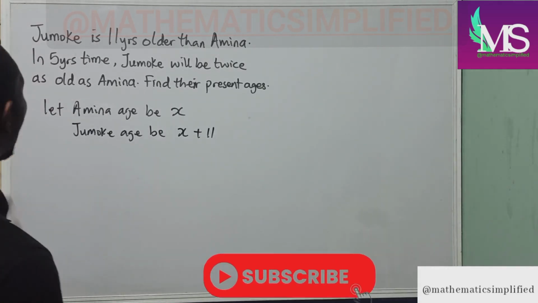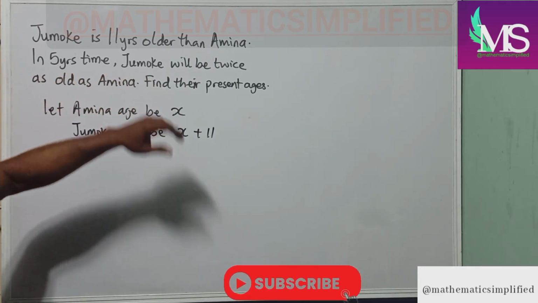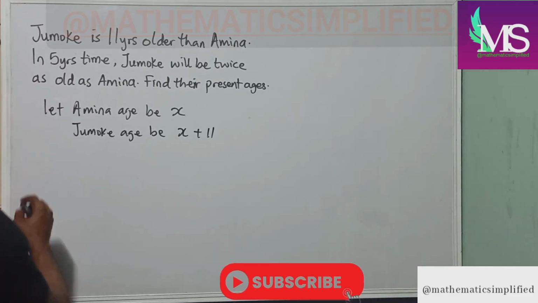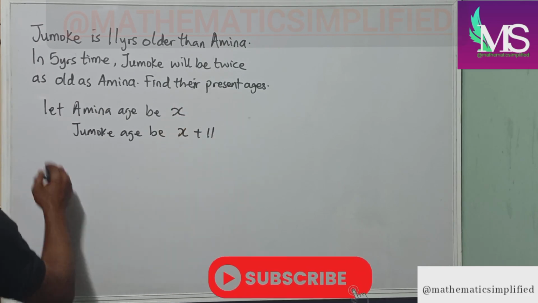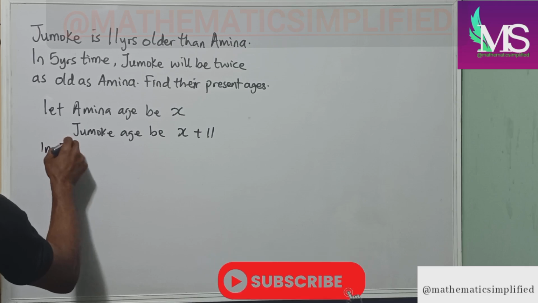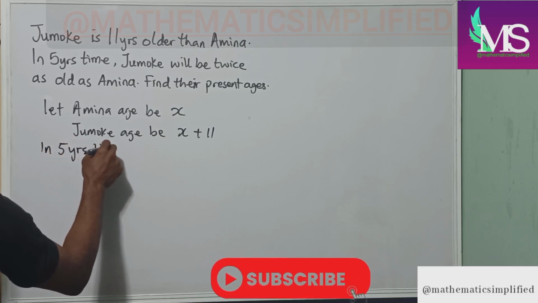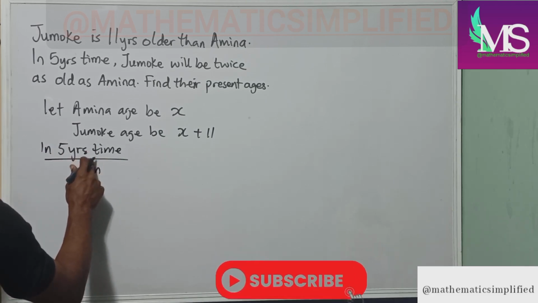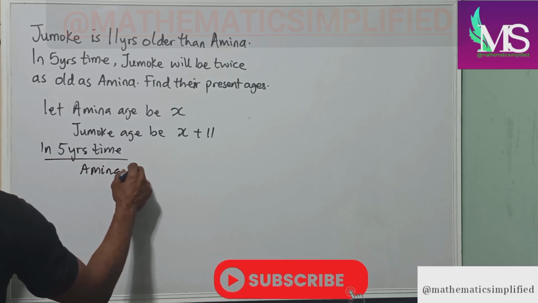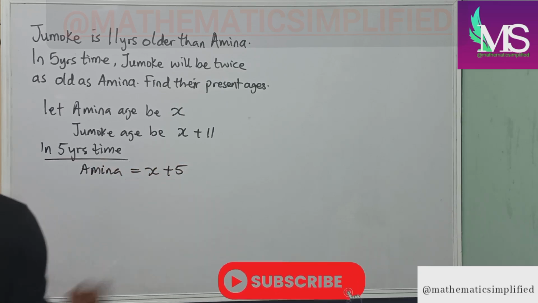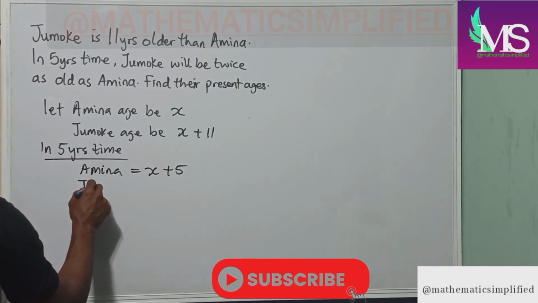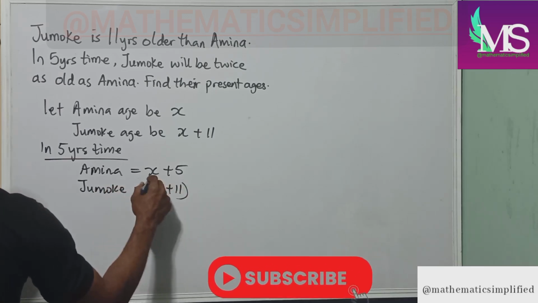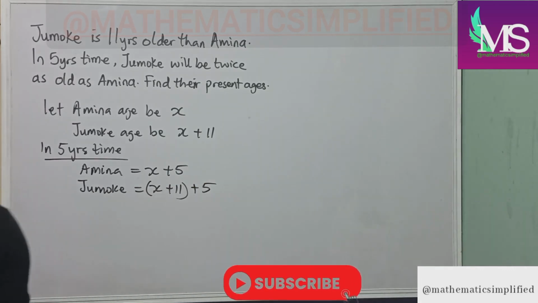Alright, now our next line of statement says, in 5 years' time, Jumoke will be twice as old as Amina. So let's look at their ages in 5 years' time. In 5 years' time, Amina would be x plus 5, while Jumoke would be x plus 11 plus 5.